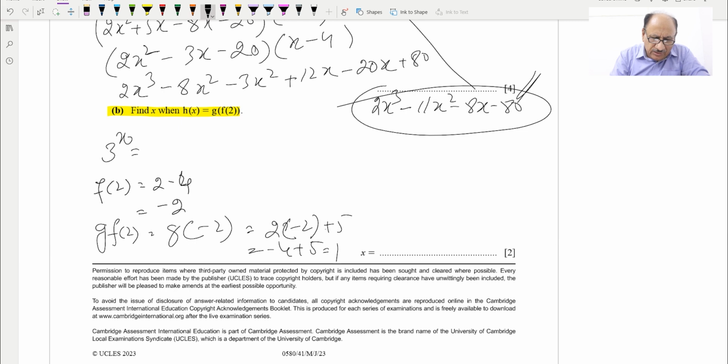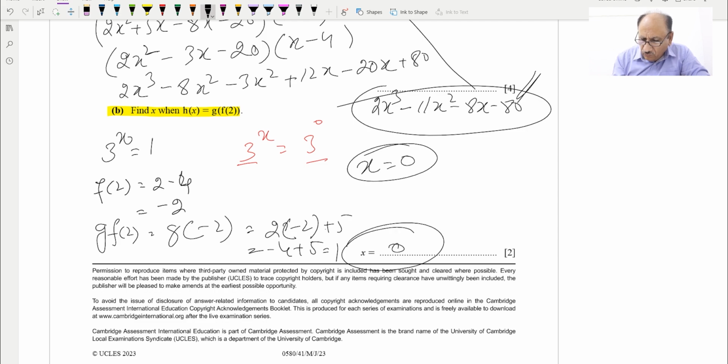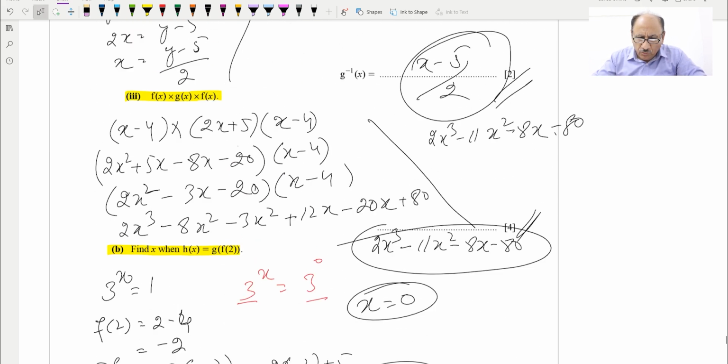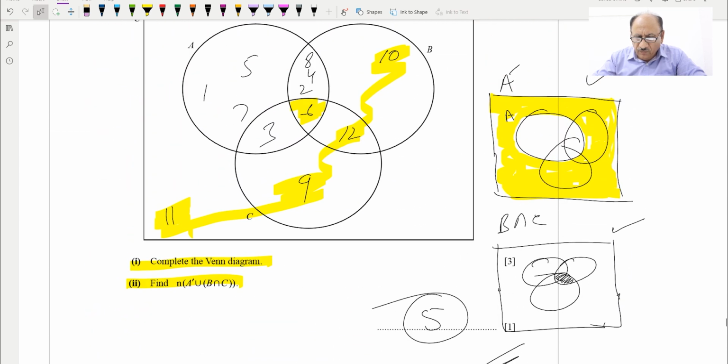So we got 3 raised to x is equal to 1, and we can write 1 as 3 raised to 0. Bases are the same, so we can write x is equal to 0, and x is equal to 0 will be our final answer for 2 marks. Hopefully you understood each and everything.